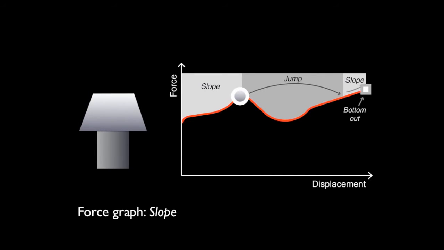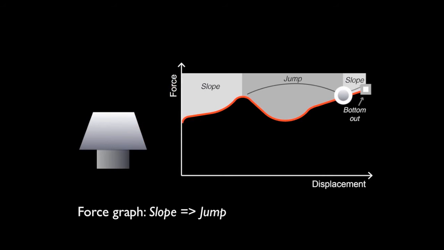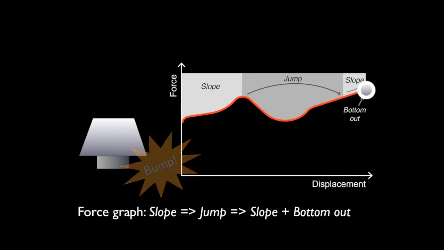At the slope, a button is smoothly pushed down, and the displacement is proportional to the finger force. Jump is a sudden displacement change at the point of collapse. After another slope section, this button reaches its maximal travel. It is called bottom out.